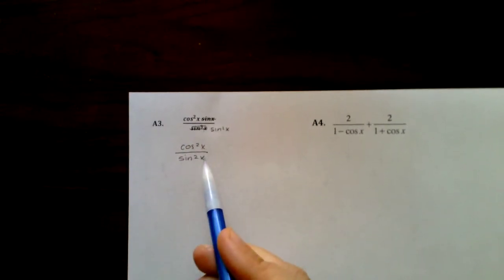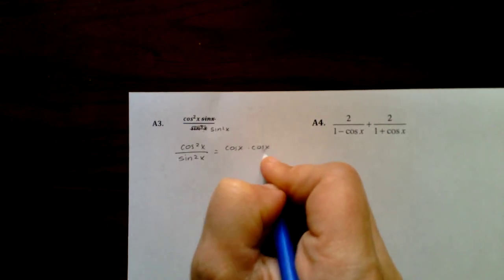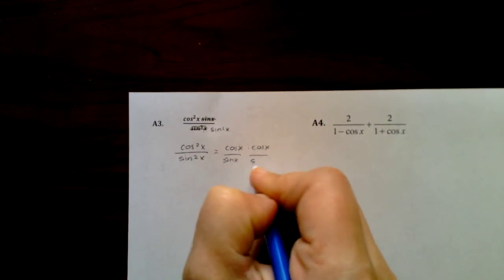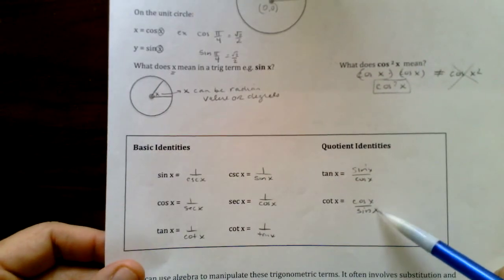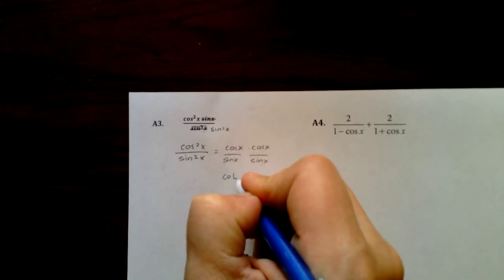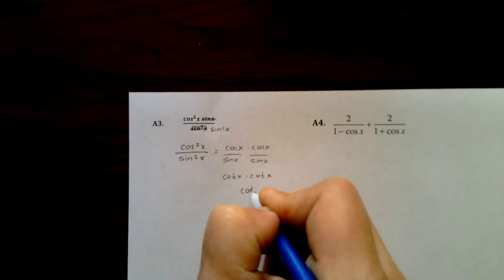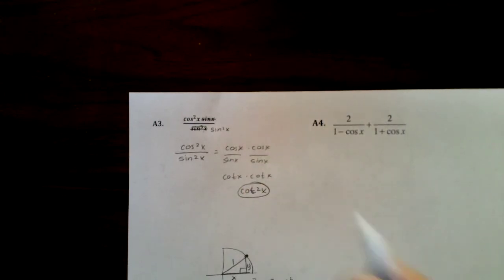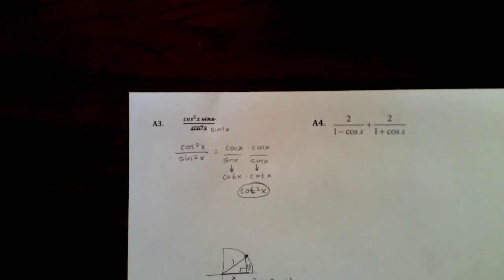Okay? This could be rewritten as cosine x times cosine x over sine x times sine x. According to our quotient identities, cosine over sine is the same thing as cotangent. So this then would be cotangent x times cotangent x, which results in cotangent squared x as my final solution. So these became transformed into something smaller, and then notice how I wrote my final answer.